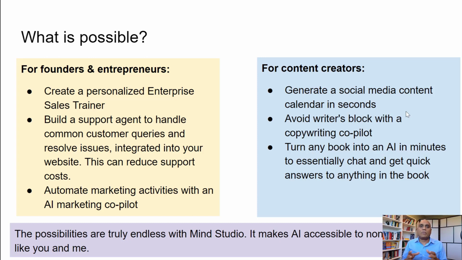Right? I can also automate a lot of marketing activities, that you will see in a second, using this as a co-pilot. Okay. And if you're a content creator, you can generate a social media content calendar in seconds. For example, if you're stuck and you don't know what to write about, the writer's block that we all are scared about, you can avoid the writer's block because it gives you a lot of prompts, lots of ideas to start from. And you can turn any book into AI in minutes. As I mentioned, I can feed my own book, and then it reads and supports any queries that people might have. So there's a lot of things that you can do. But we will see in a second what you can do.